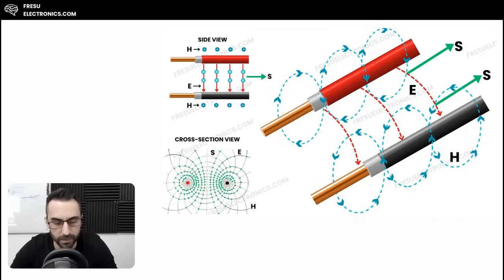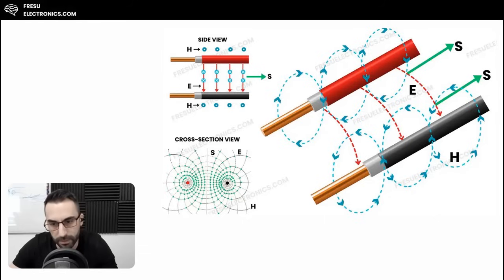Now the other image I wanted to show you is this one, where we have the wires. So what happens when we have the wires? You can see that the S denotes the Poynting vector, which is propagating in this direction. Then we have the electric field, which is these red arrows that start from the red conductor and terminate on this black conductor. One is the signal conductor, the other one is the return and reference conductor.